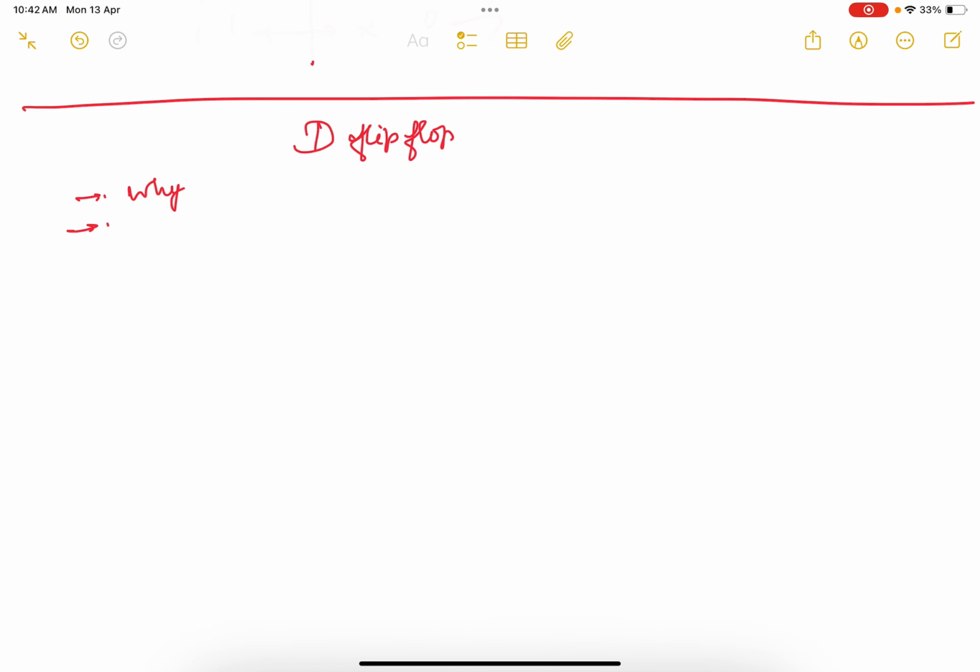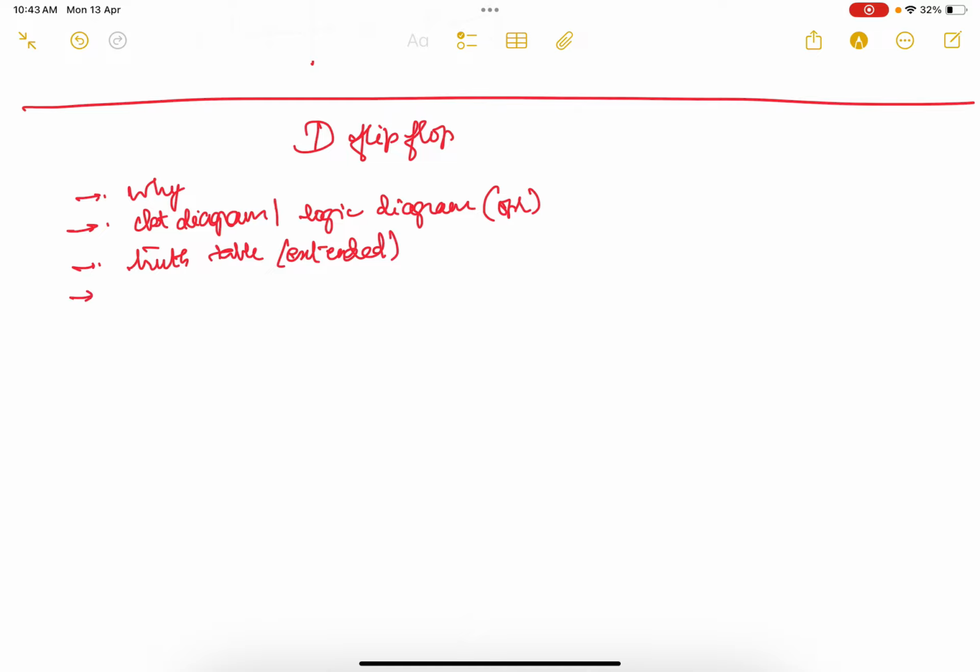Then we will be drawing the circuit diagram or the logic diagram, and we will be explaining its operation. Then we will be drawing the truth table, that is the extended truth table. Then finally we will be going with our characteristic equation.